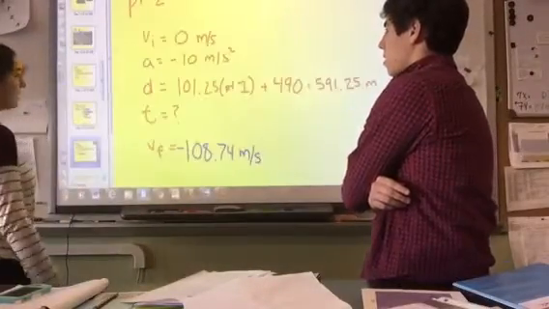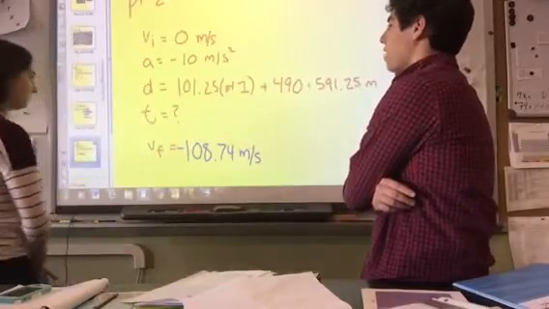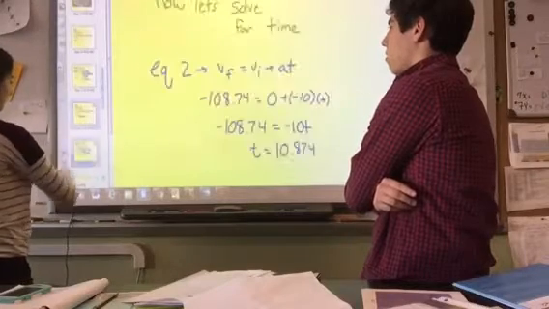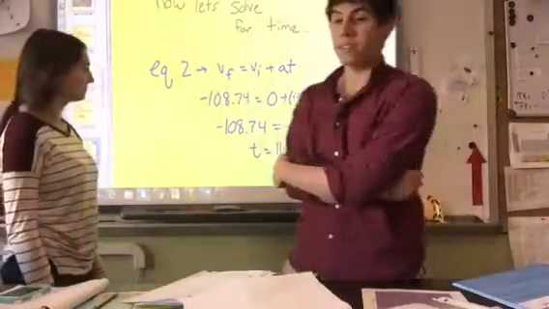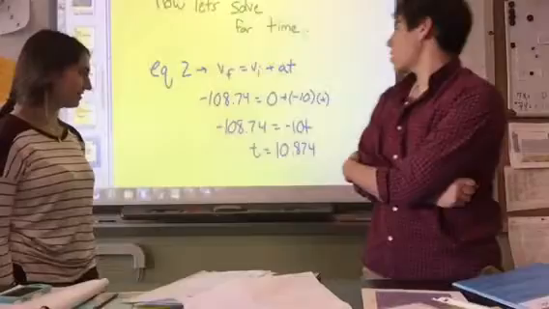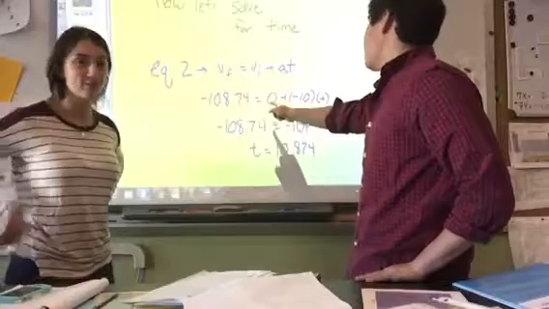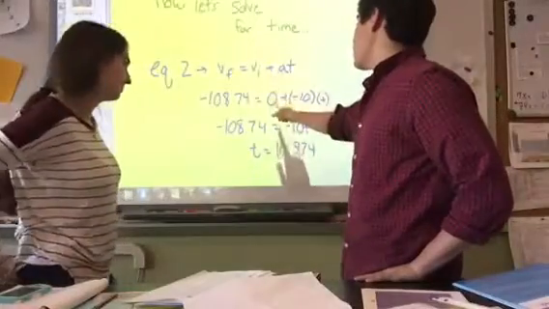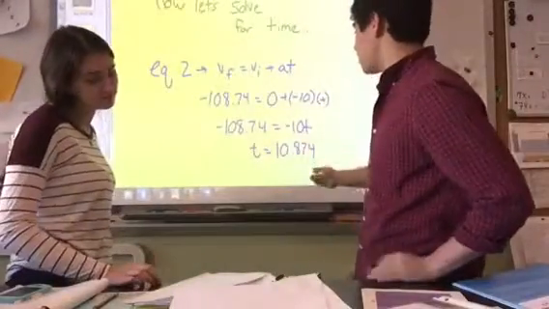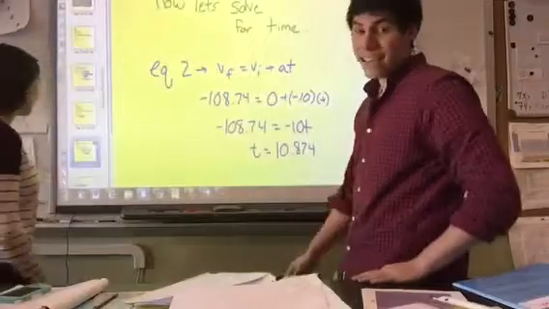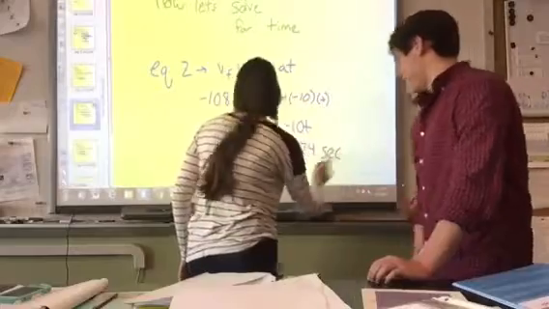Now, what else do we still need to solve for? Let's figure out the time. I think the next slide has that equation. It does. Let's check that out. Okay, so we use equation 2 for this, where we have final velocity equals initial velocity plus acceleration times time. So we already know our final velocity is negative 108.74. Don't forget the negative. It'll mess you up. Then VI is 0, the acceleration is negative 10, and we're solving for t. When you do this, time equals 10.874 seconds. Don't forget to label seconds.